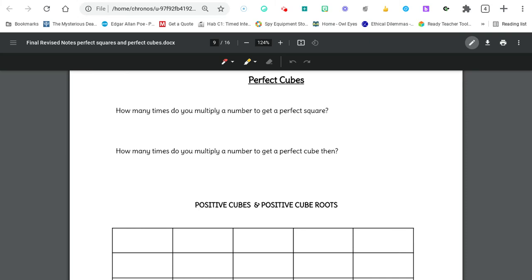I'm going to run back through perfect cubes again because I have a student in 5th period who didn't get a chance to see any of this yesterday. So I'm going to run back through perfect cubes, how to get one, and then we'll go on and talk about negative perfect cubes and inverses.